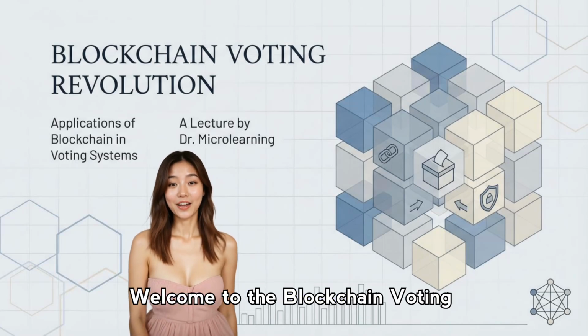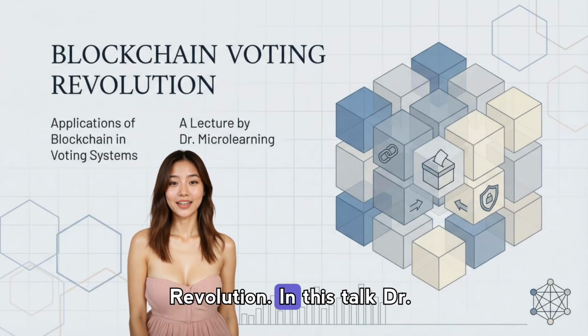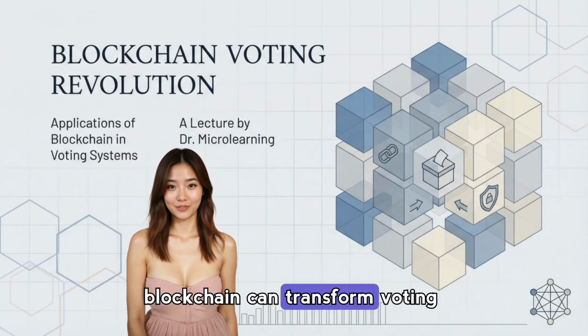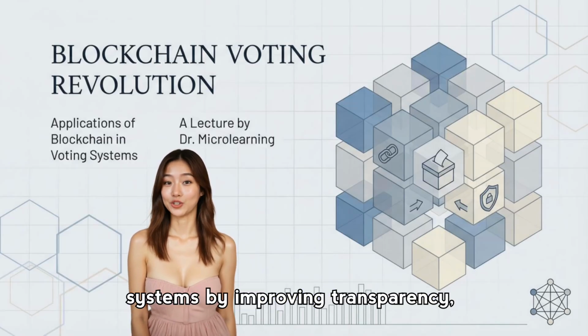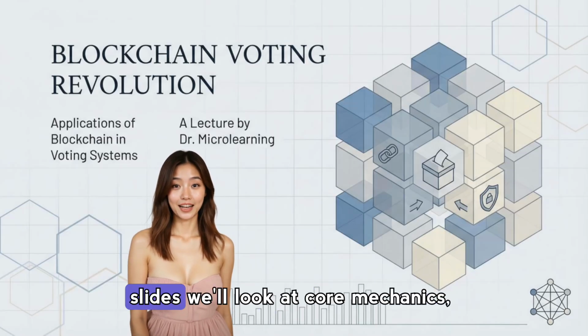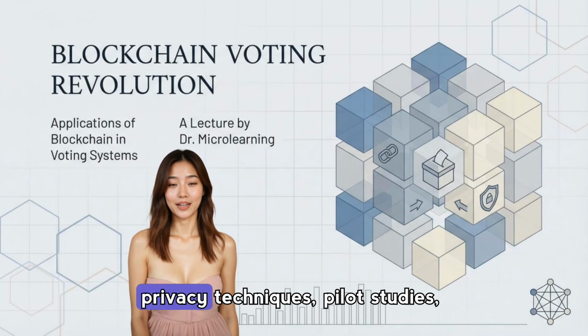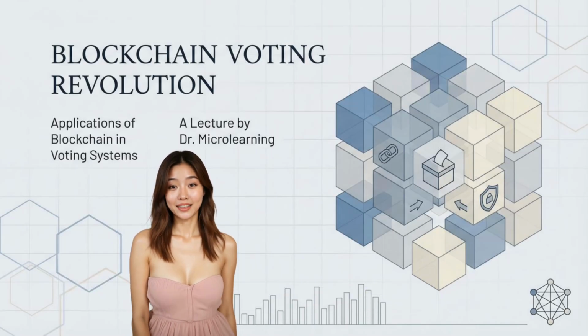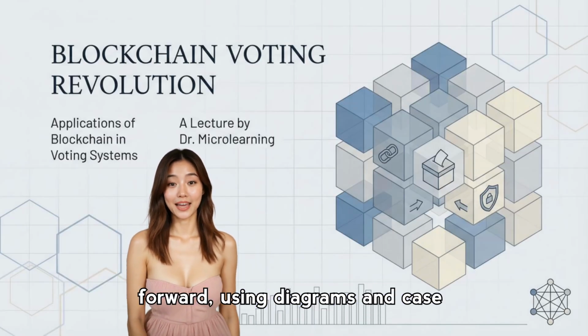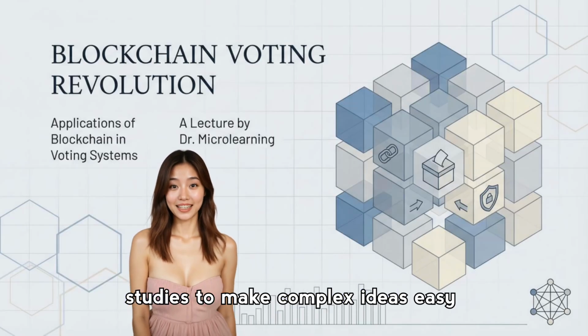Welcome to the blockchain voting revolution. In this talk, Dr. Microlearning explores how blockchain can transform voting systems by improving transparency, security, and trust. Over the next slides, we'll look at core mechanics, privacy techniques, pilot studies, legal challenges, and practical paths forward, using diagrams and case studies to make complex ideas easy to follow.